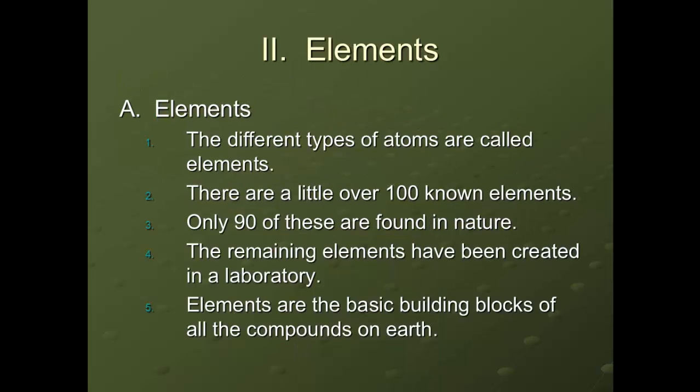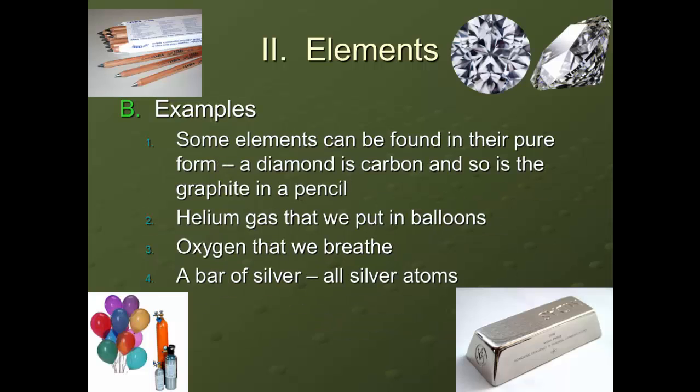The elements are the different types of atoms that we have. And there are a little over 100 known elements. Only 90 of them are actually found in nature. They've made ones that are bigger than what's found in nature in the laboratory, but those tend to be unstable and don't stick around for very long. The others are fun to study, but there are various reasons why you get to a big enough size that they're not stable anymore. The elements are the basic building blocks of everything that you find on Earth.